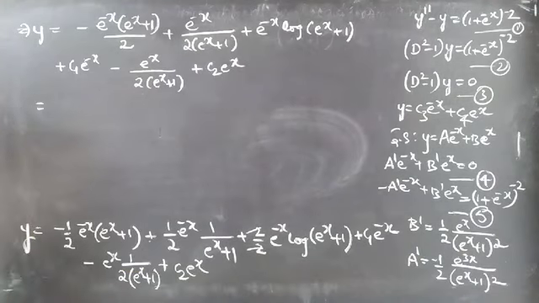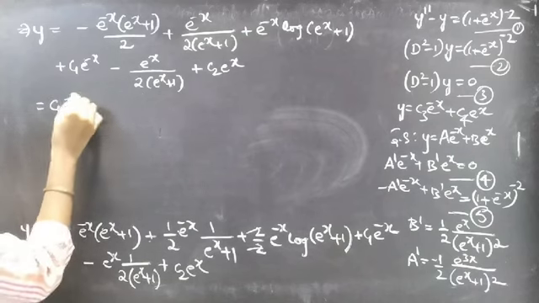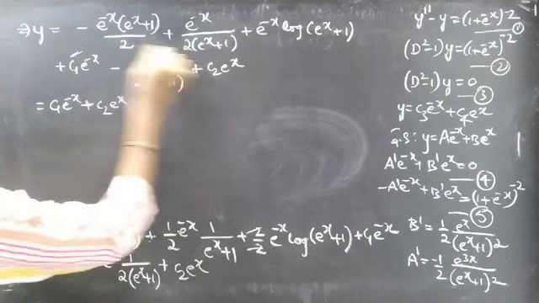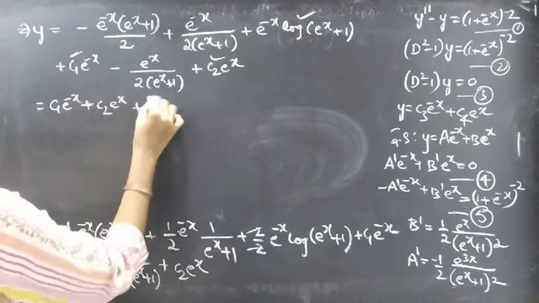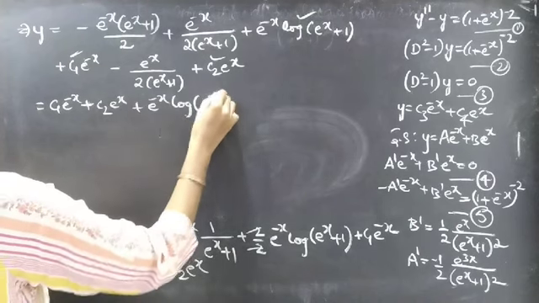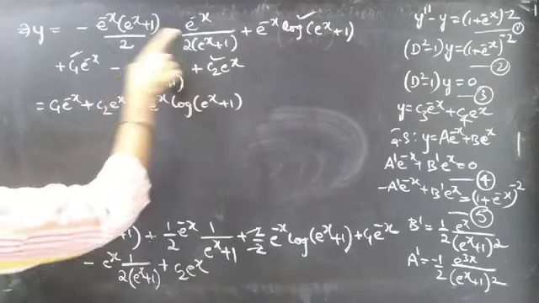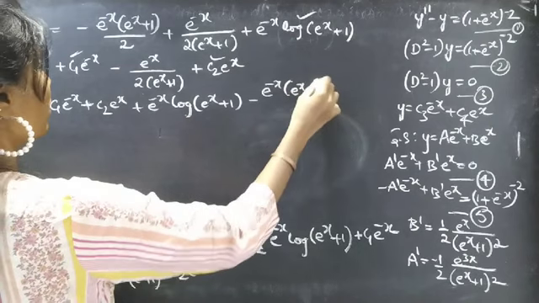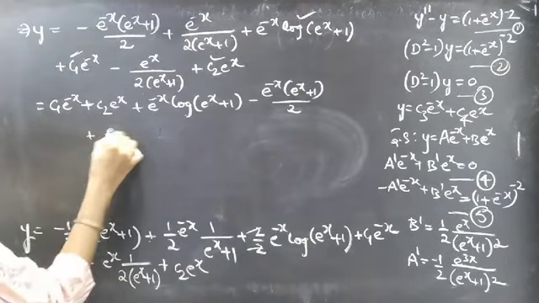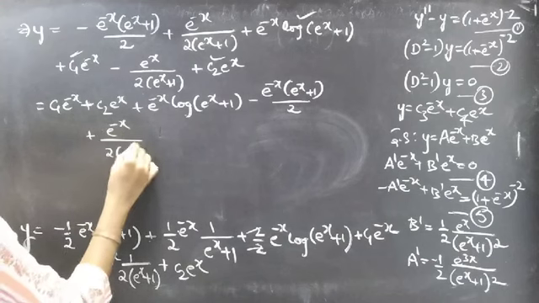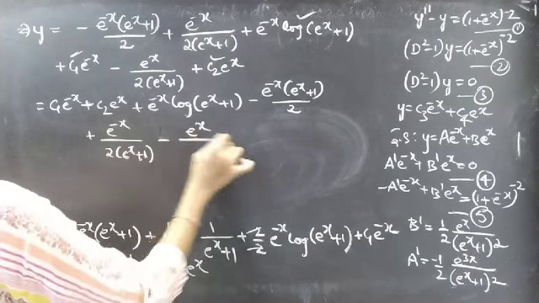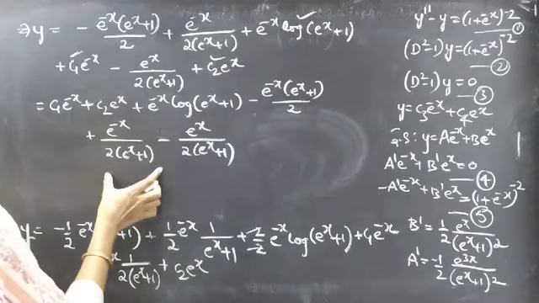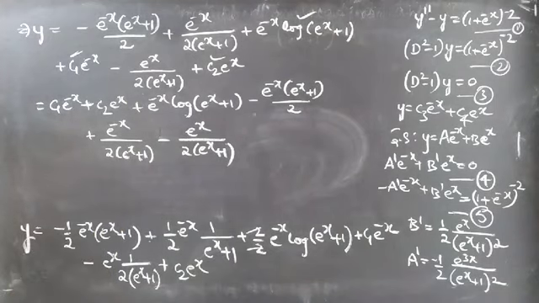Now write the terms involving c1 and c2. Firstly, we'll get c1 e power minus x plus c2 e power x. Now write the term involving log. We'll have plus e power minus x log of e power x plus 1. Now write the remaining three terms. 1, 2, 3. Minus e power minus x of e power x plus 1 by 2 plus e power minus x by 2 times e power x plus 1 minus e power x by 2 times e power x plus 1. Okay. Let's now simplify the last three terms separately.